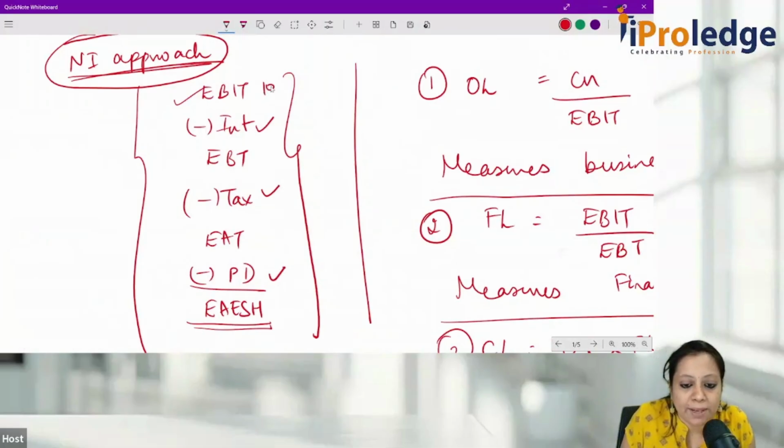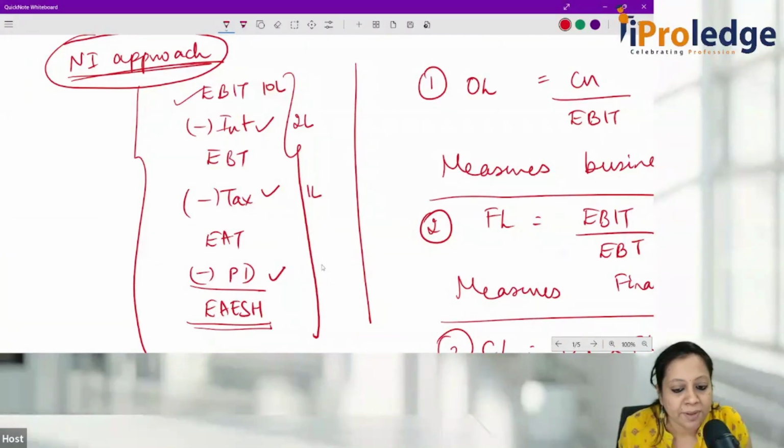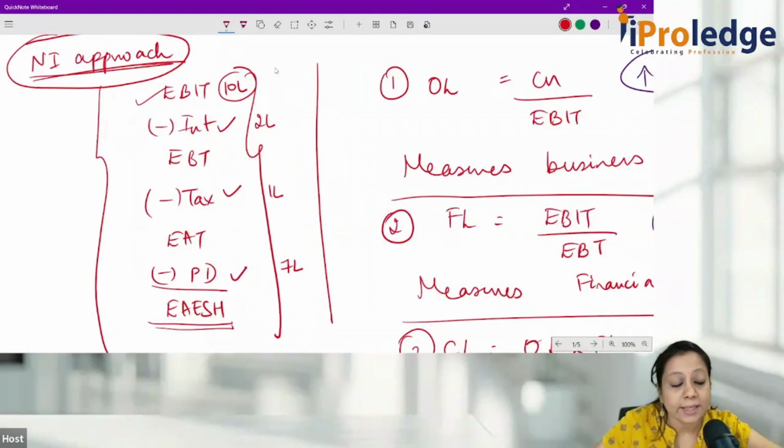So say for example, I'm having 10 lakhs. Interest is 2 lakhs. 1 lakh is tax. Preference dividend is 7 lakhs. So I'm just having enough money. So this 10 lakhs is the financial break even point. Again, it is the level of EBIT at which earnings available to equity shareholders is equal to zero.